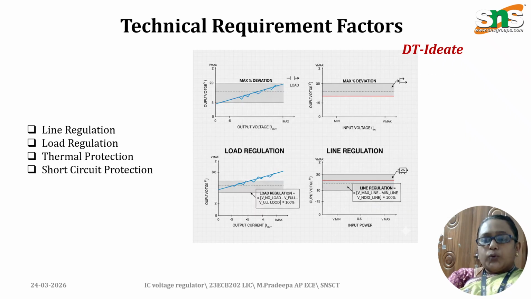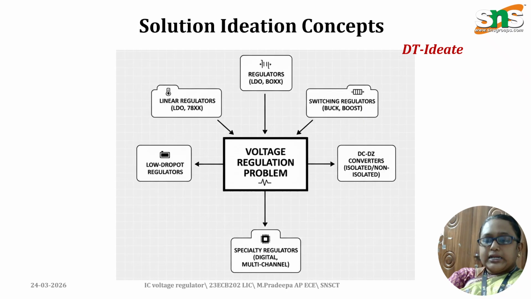Next, the technical requirement factors change based upon the customer needs. Somebody regulates depending upon the line regulation, somebody regulates the current depending upon the load regulation, somebody depends upon the thermal regulation, and somebody depends upon the short circuit protection and also thermal protection. So based upon the customer needs, the regulation and the voltage needs vary based upon the load also, and also based upon the application. So based upon the application, the load varies. So based upon the load, the regulation varies.